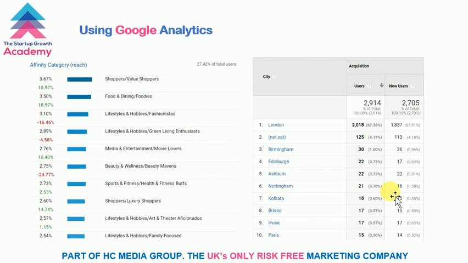On your right-hand side, you can again start to see what city. So here we can say that London is the most interested party that comes to your website. So from this, we can start to see that females aged 25 to 34 in London are interested in shopping. We're starting to build out the persona here.